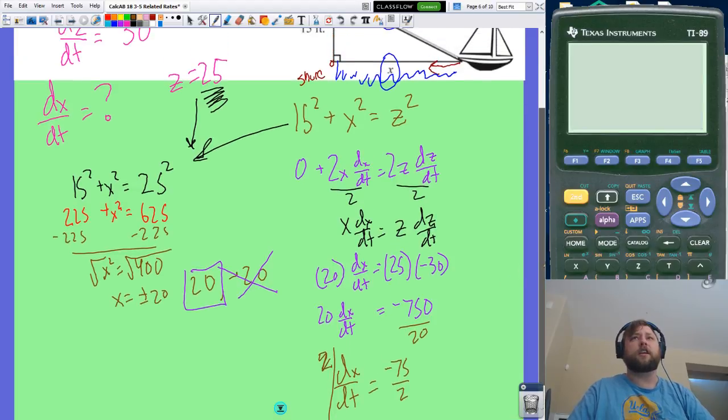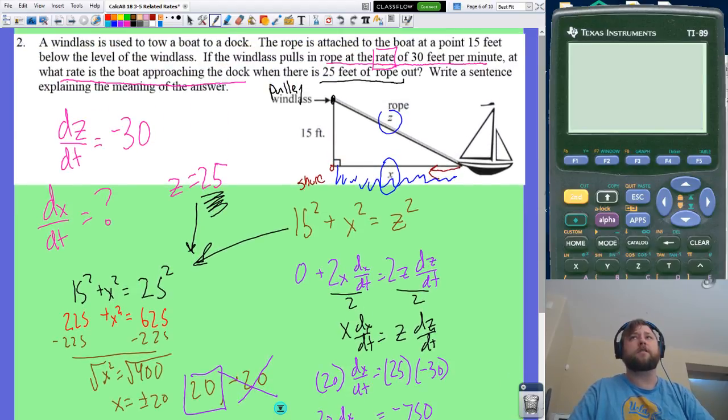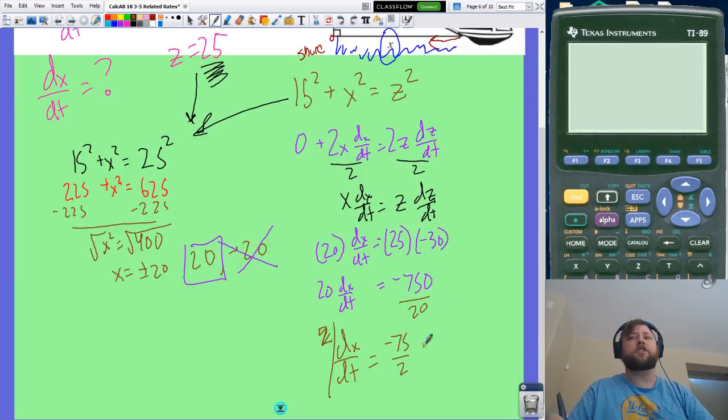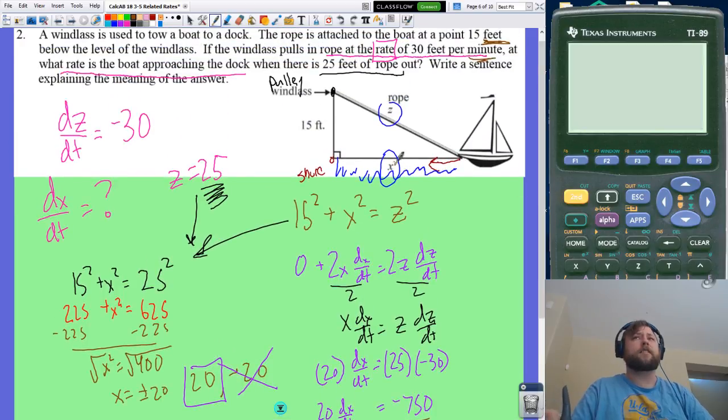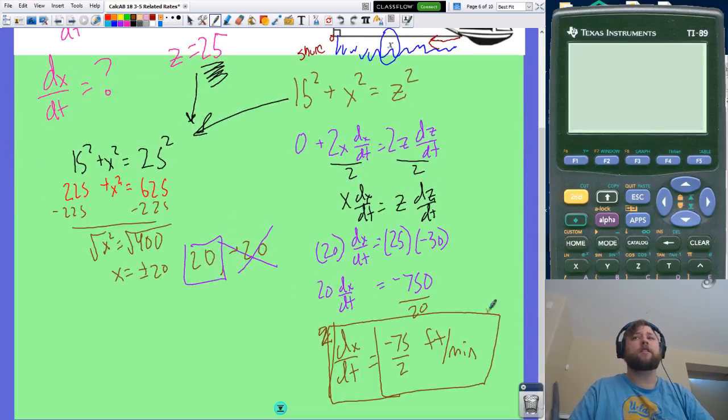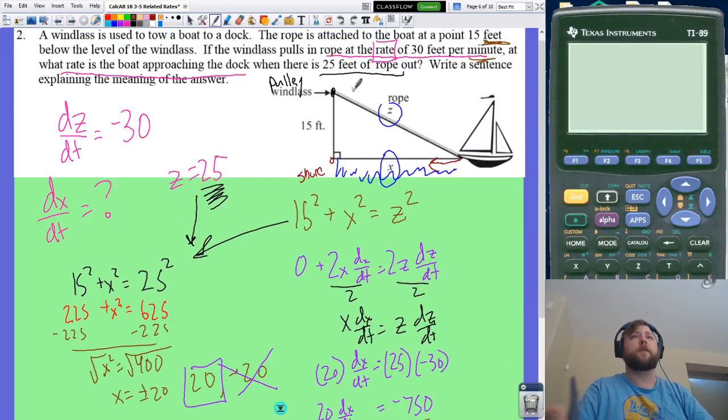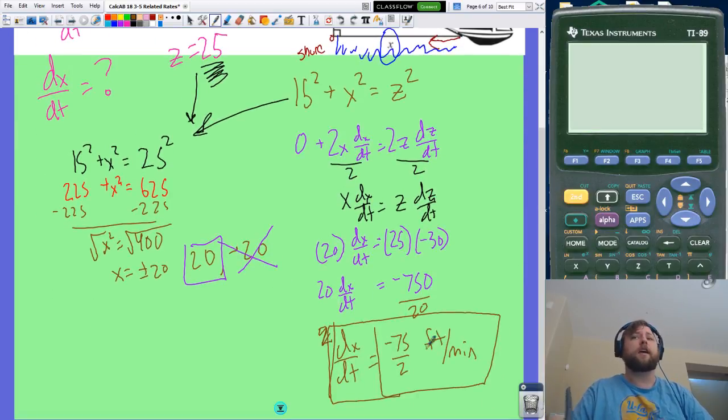Now, the other thing here is we have to talk about units. I am talking about feet, and I am talking about minutes as my time. So our rate of change is just going to be feet per minute, because it's one dimension. So what this says is dx/dt is negative 75 over 2 feet per minute. That means the distance of the boat to the shore is changing at a rate of 75 halves feet per minute. I could say that. All right, we'll do more in class.